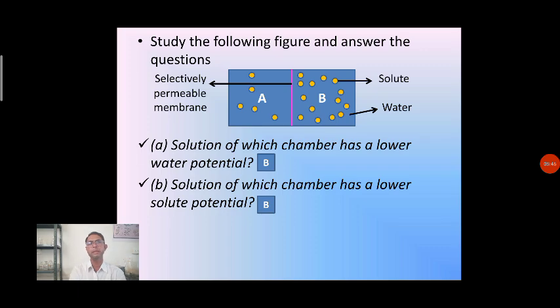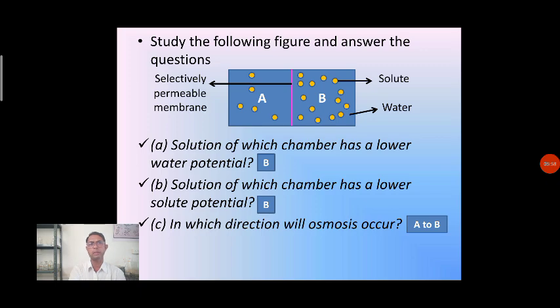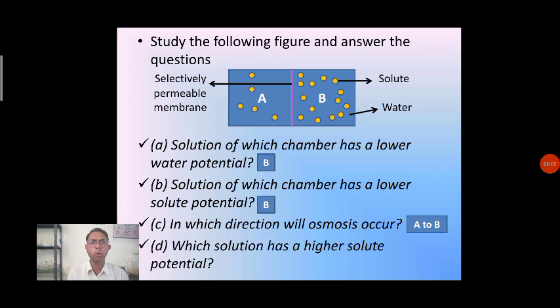Whereas, the solution of which chamber has lower solute potential? Obviously, it is the chamber where the solute potential is low. In which direction will the osmosis occur? Obviously, movement from A to B will take place, because water potential always moves from higher to lower. So the osmosis will occur from A to B.